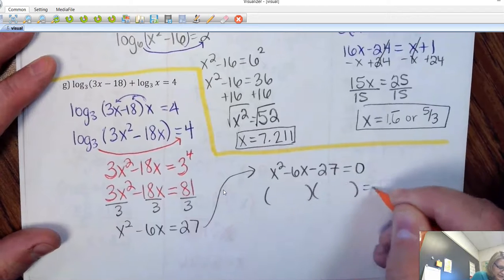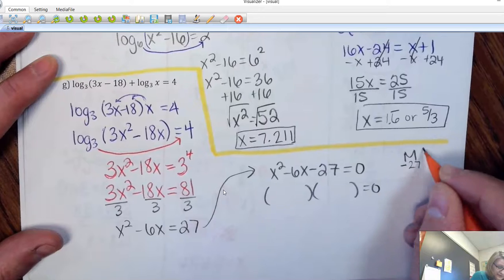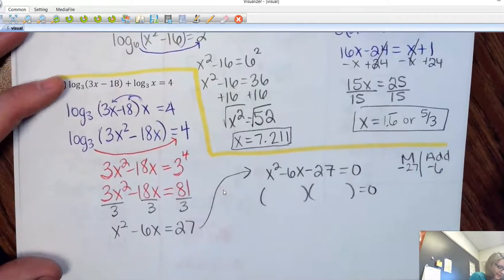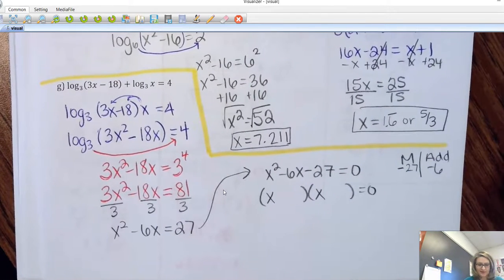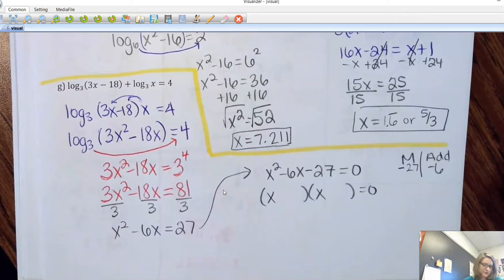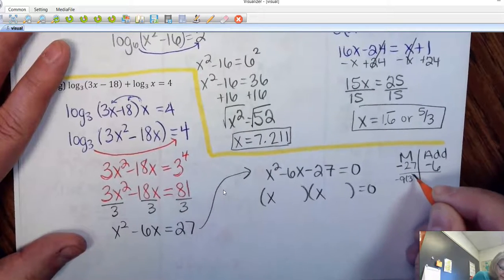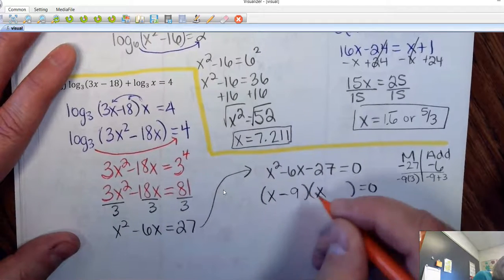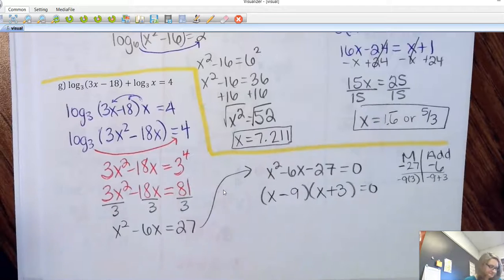And I need 2 numbers here. Multiply a times c, which is just going to be 1 times negative 27, and I need to add to get the b value, which is negative 6. I'm going to take that first term and drop the squared, put that at the beginning of each of the factors, which would just be x and x. And then the 2 numbers that will multiply to give me negative 27 and add to give me negative 6, only 2 numbers will fit both of those requirements. Negative 9 times 3, negative 9 plus 3. So one of my factors should be x minus 9. The other one should be x plus 3. Doesn't matter the order that you put that in.